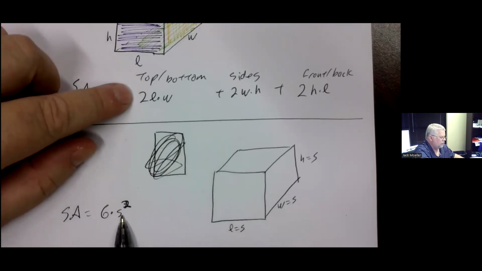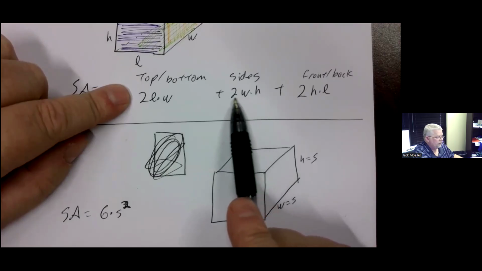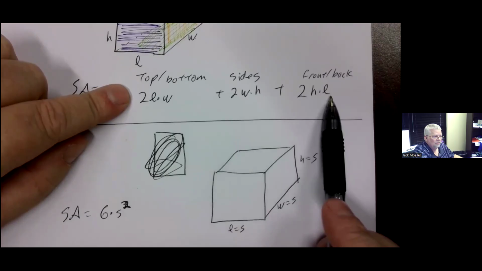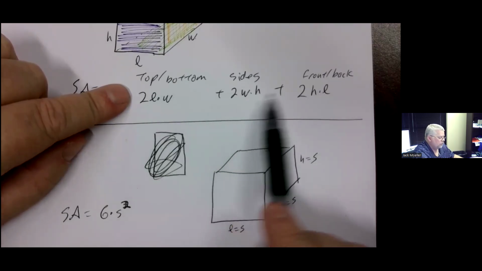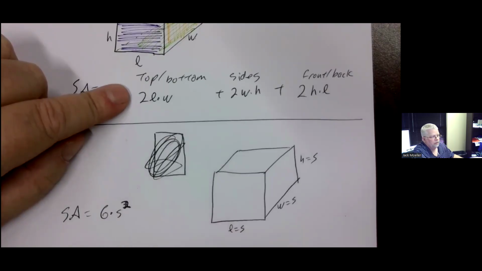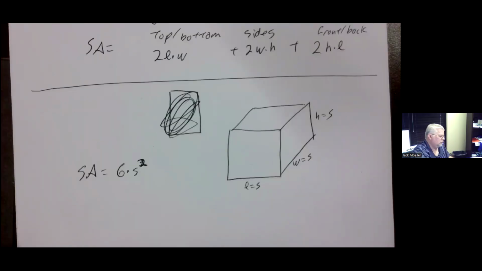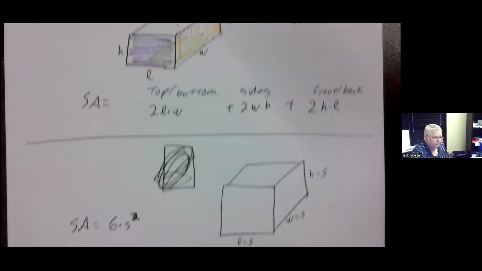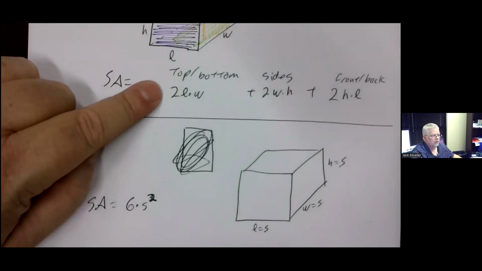So there's 2S squared. Up here, width and height is S times S, so that's another 2S squared. And here, height and length are S and S, so that's another 2S squared. So 2S squared plus 2S squared plus 2S squared is 6S squared on a cube. Cubes and squares are just special types of boxes. If you don't remember that formula, you can treat it just like a regular rectangular box, and you'll be fine.